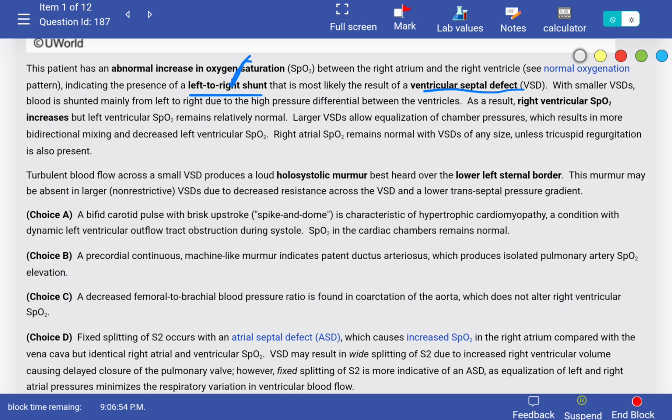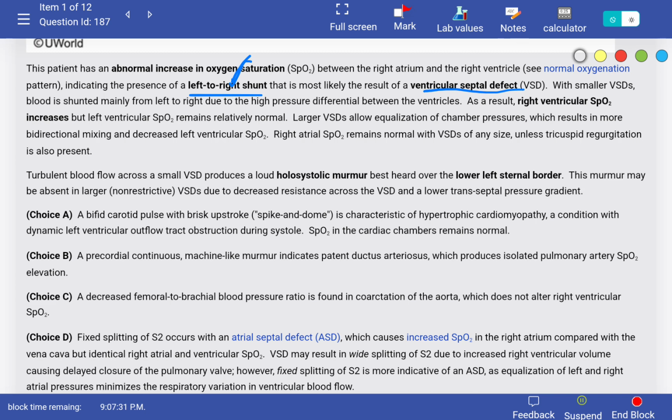As a result, right ventricular partial pressure of oxygen increases, and so does the percent saturation, right? But left ventricular saturation remains relatively normal. Larger VSDs allow equalization of chamber pressures, which results in more bidirectional mixing and decreased left ventricular percent saturation. Right atrial percent saturation remains normal with VSDs of any size, unless tricuspid regurgitation is also present.